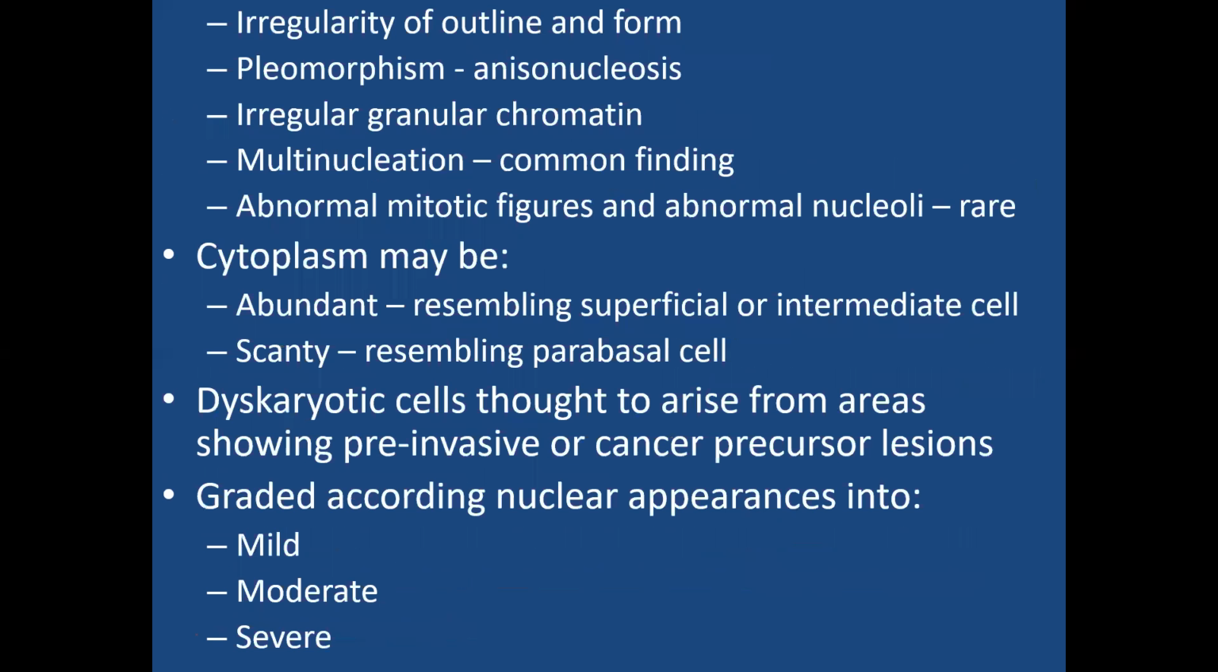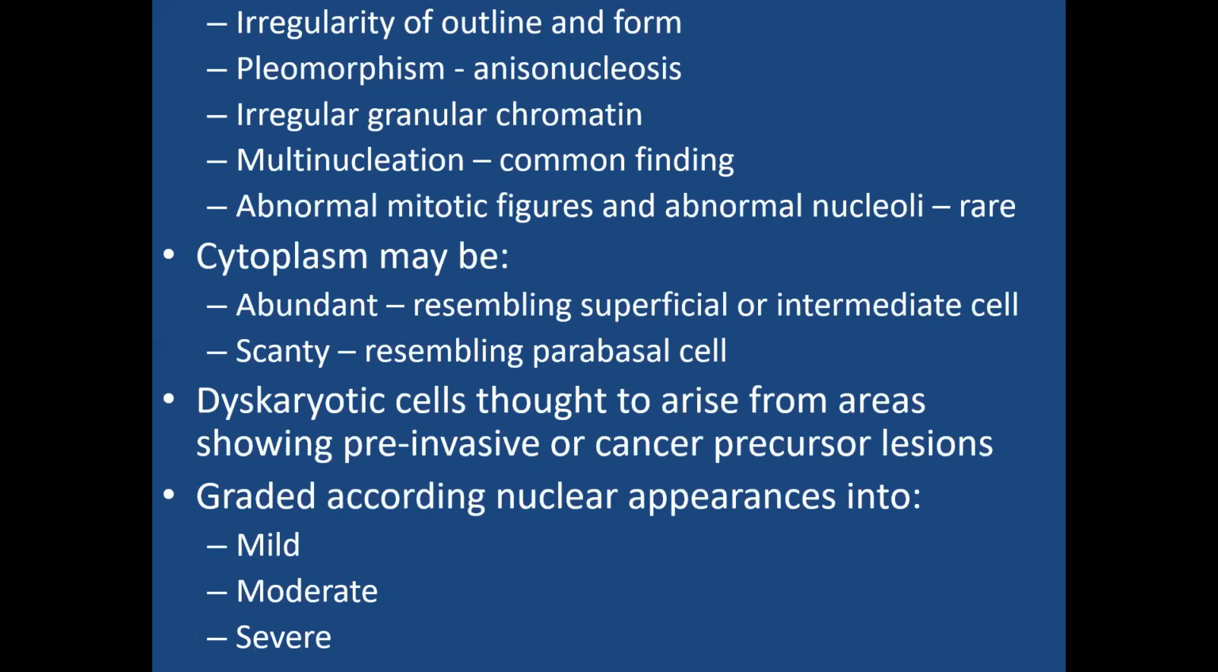Stained. There's an irregular nuclear outline. So the outline of the nucleus is irregular. There is what? Pleomorphism or anisonucleosis. So meaning different sizes and shapes of what? The nuclei. There is irregular chromatin. So you know how normally the chromatin is supposed to be what? Finely granular and evenly distributed.